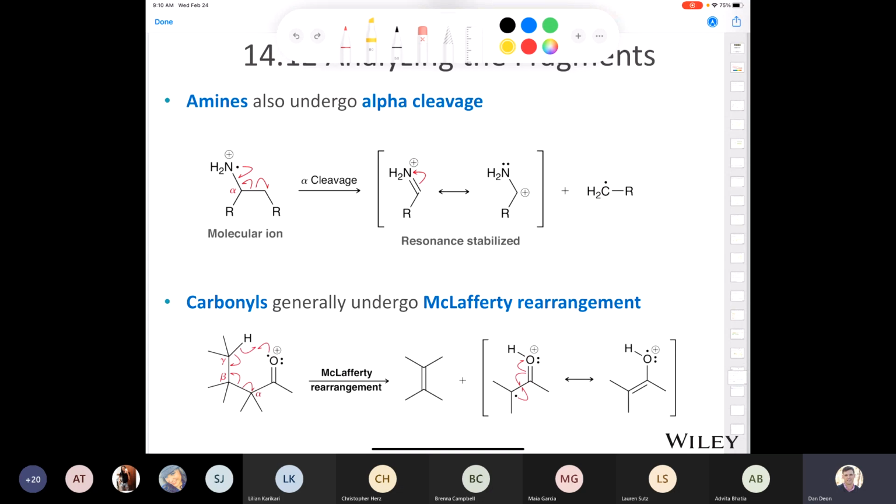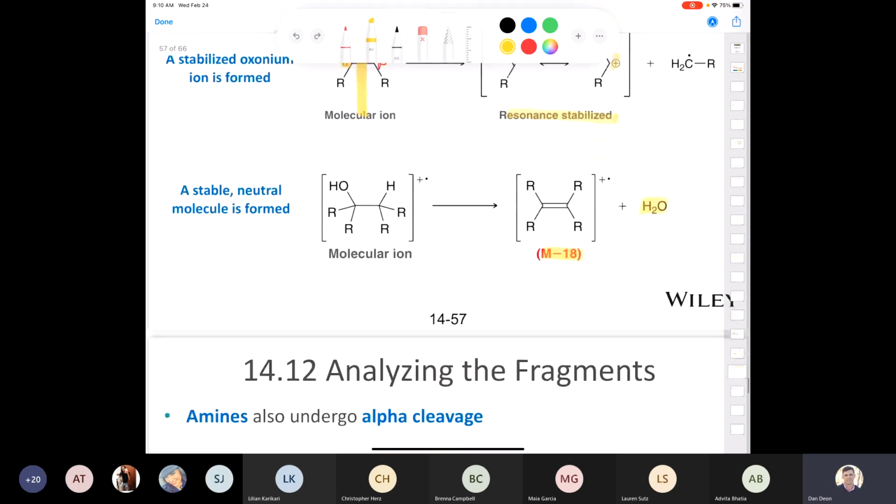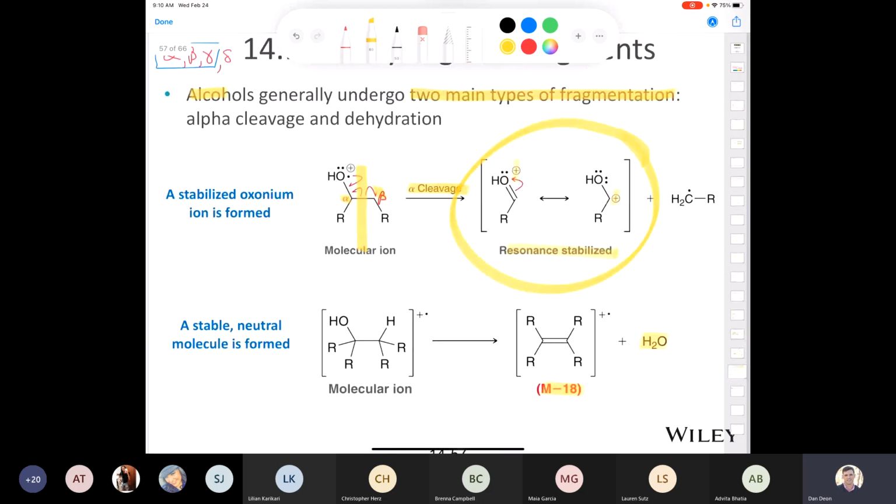Amines can also undergo alpha cleavage, the same thing you saw with an alcohol. Look, here's the alpha carbon, here's the beta carbon. You break that bond, you get a resonance stabilized cation. So with amines, oftentimes we see alpha cleavage. This is what you would detect in the mass spectrometer because it's charged. You would not detect that because it is not charged. Same thing with the alcohol, right? You would detect the cation. You will not detect the radical.